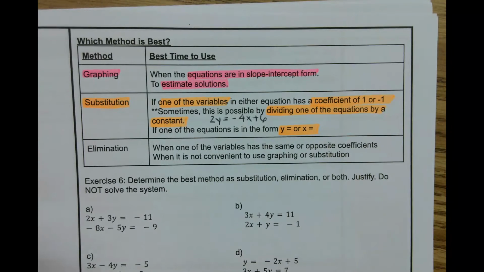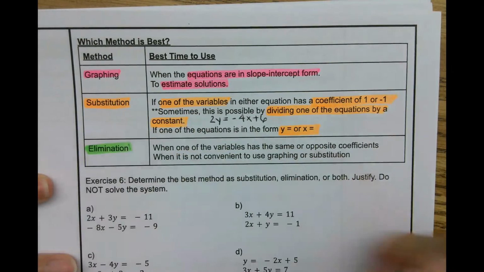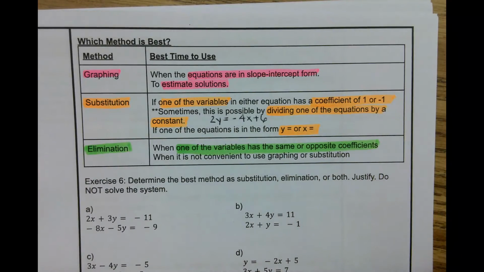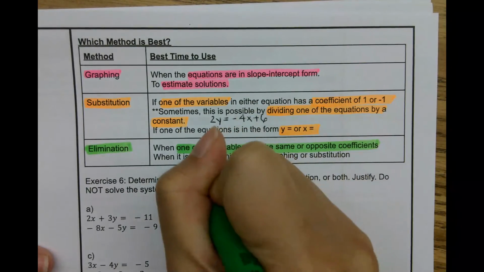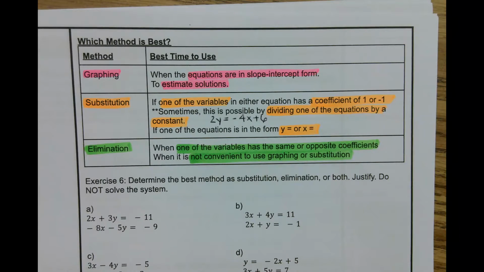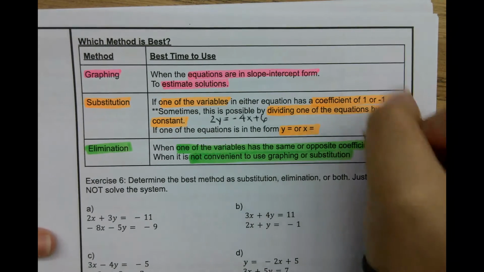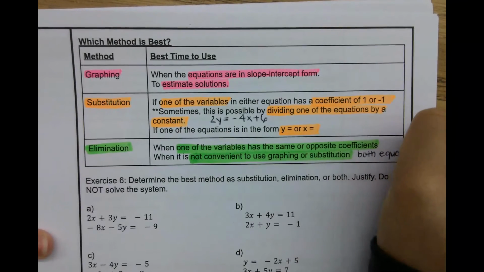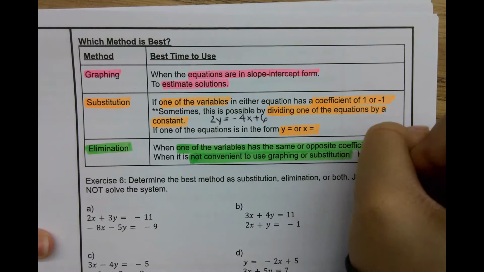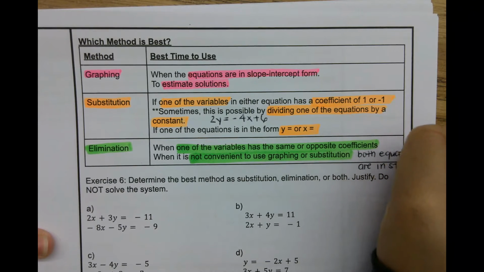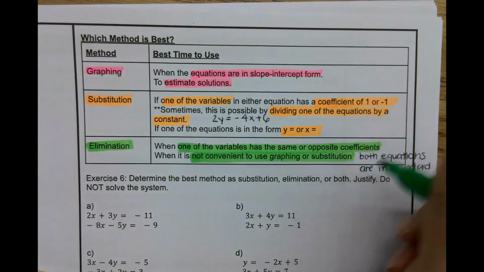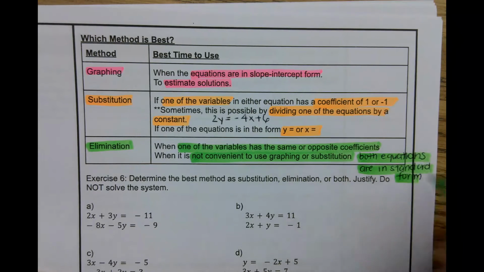It's best to use elimination when one of the variables already has same or opposite coefficients, and when it is not easy to use graphing or substitution, or in my opinion, it's great when both equations are in standard form. If both of them are in standard form, it's nice and easy. All we have to do is multiply it, and then we're good to go.